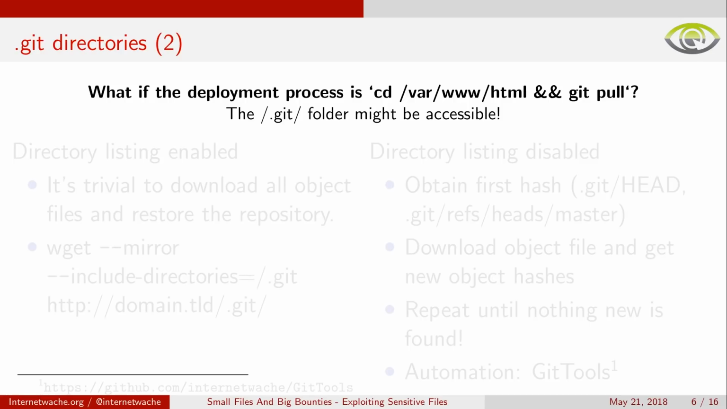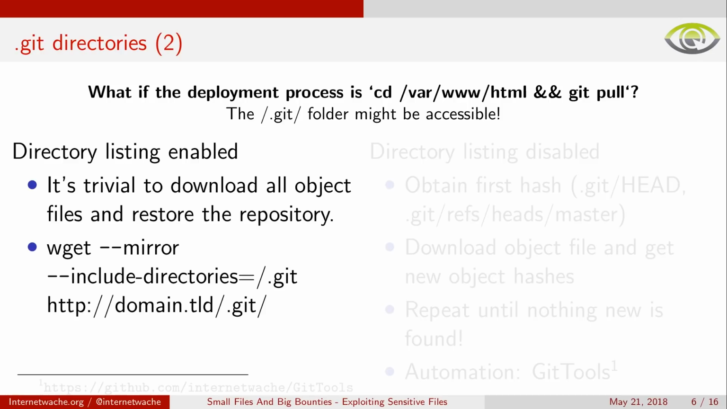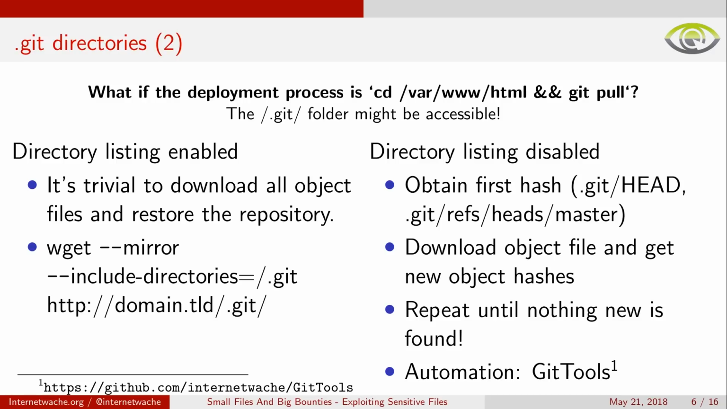This can end badly because an attacker might just download the whole repository using wget in case the directory listing is enabled. So you see an example command, wget --mirror --include-directories /.git, and then the URL to the Git repository. However, the directory listing is not always enabled on web servers, and it's best practice to disable it. So it gets harder to obtain the repository.